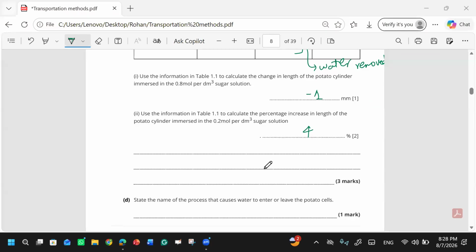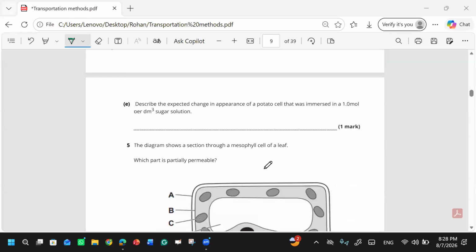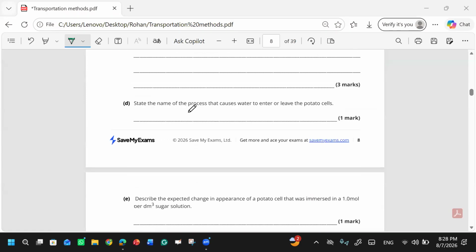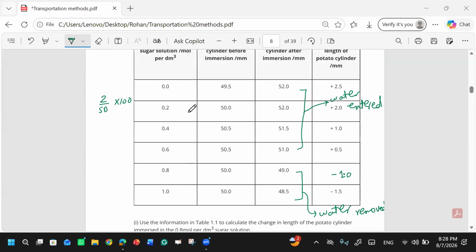We have done this part. Okay, osmosis. Now they are saying this: describe the expected change in appearance of a potato cell that was immersed in 1 mole per dm cube sugar solution. They are asking about the expected change.